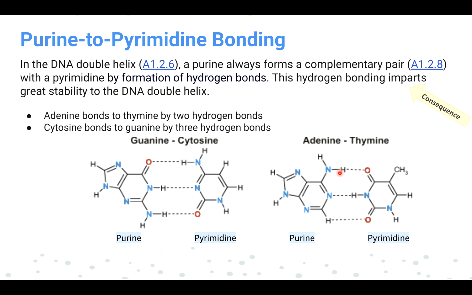But in the case of adenine and thymine, hydrogen comes between nitrogen and oxygen. Here hydrogen comes between nitrogen and nitrogen. The third one is wrongly dotted, so please ignore it. This is not possible, right?